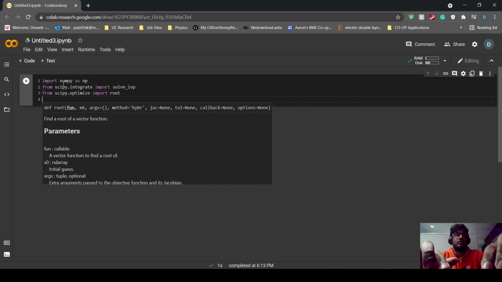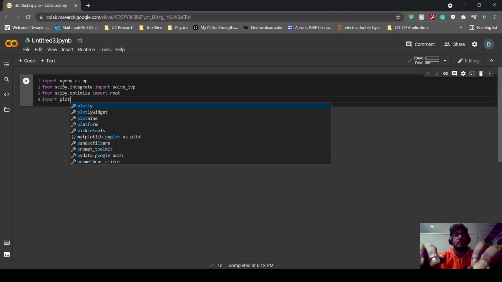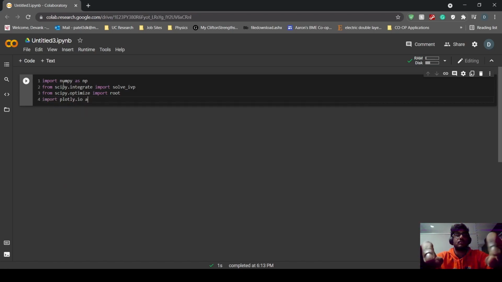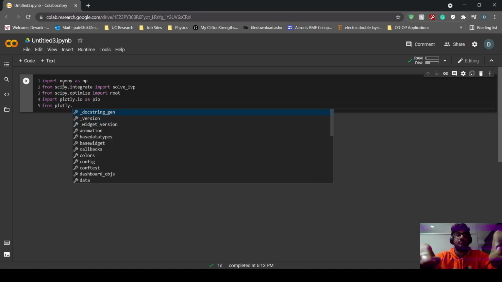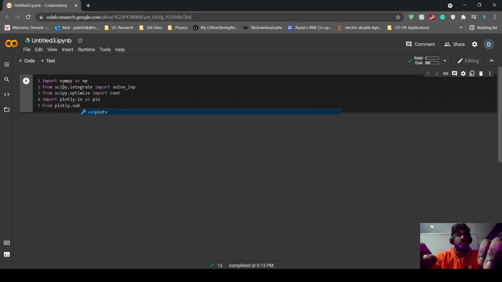And now for graphing purposes, we're going to import plotly.io as pio. This will allow us to change the graph's default settings. And then from plotly.subplots, the subplots module, we're going to import make_subplots, and this will allow us to make subplots, or make graphs, within our code.